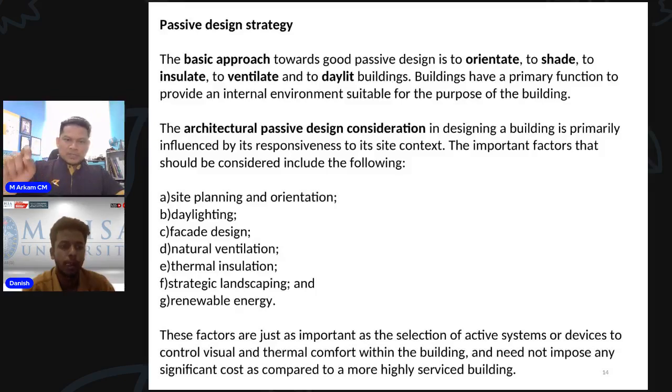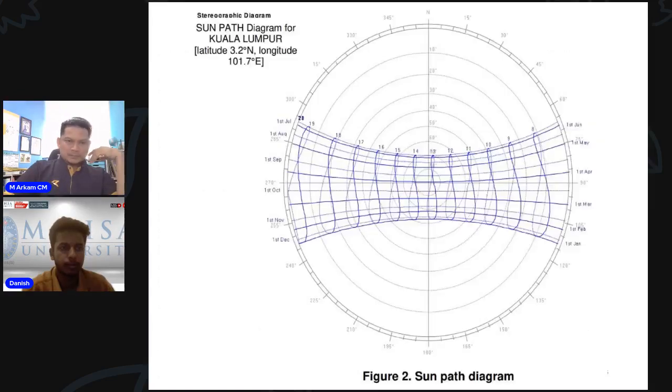These factors are important for the selection of active system devices. We want to select active system devices to control visual and thermal comfort, which we were just talking about, without imposing any significant cost compared to more highly serviced buildings. So A to F is very important for passive design. Now we talk about site planning, up to the strategic landscaping just now.